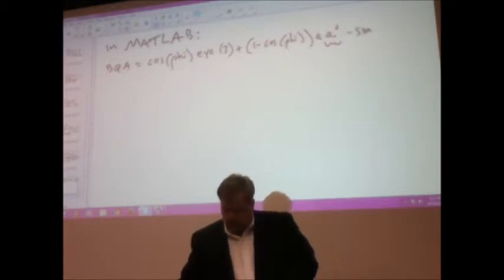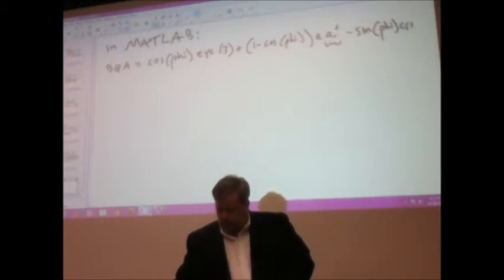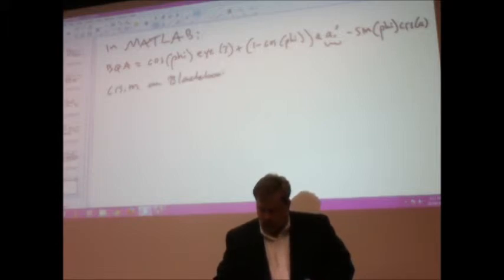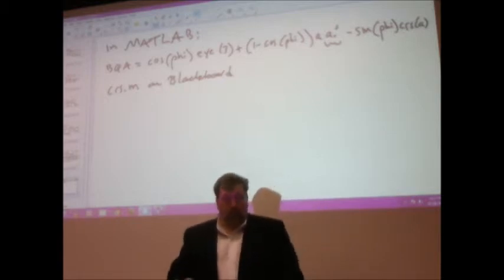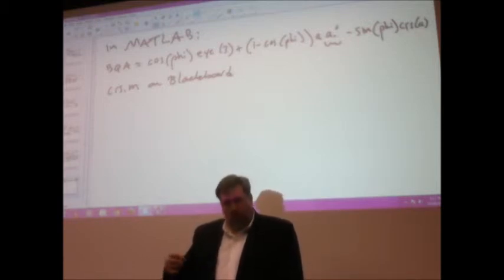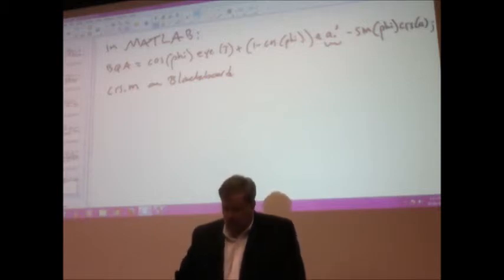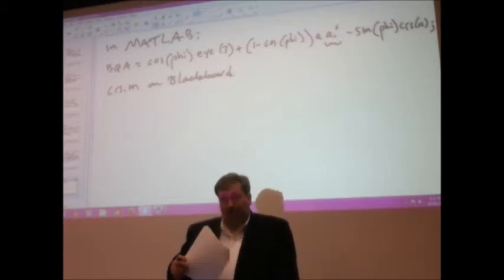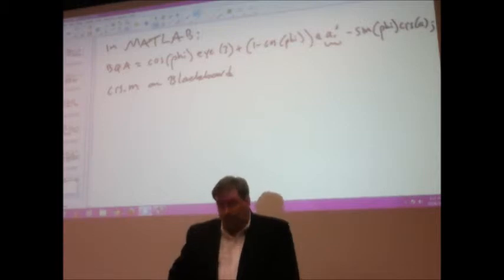Minus sine phi times something else, CRS of A. So CRS is on Blackboard. This is a function that I wrote that gives you that 3x3 cross product matrix. You can write your own, it's not very difficult. I wish that MATLAB had one. You can actually create an expression that gives you that, but it's very long and gnarly and not really convenient. So CRSA actually is a little bit more convenient. Anyway, that MATLAB code will allow you to generate the direction cosine matrix from the axis of rotation A and the angle of rotation phi.